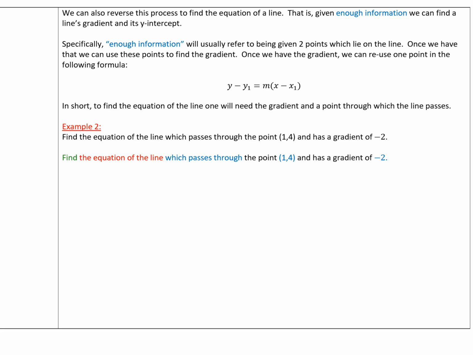So we can see that we now know what the gradient is and what the y-intercept is, and if we have that information, we could put it into the form of y equals mx plus c.